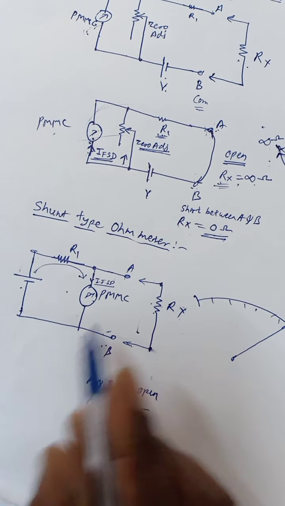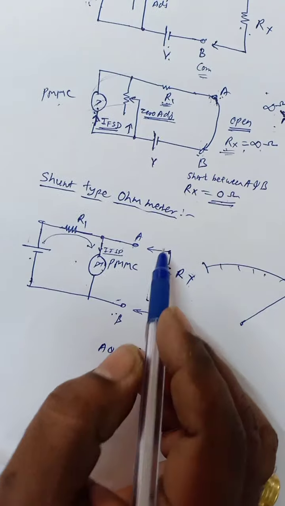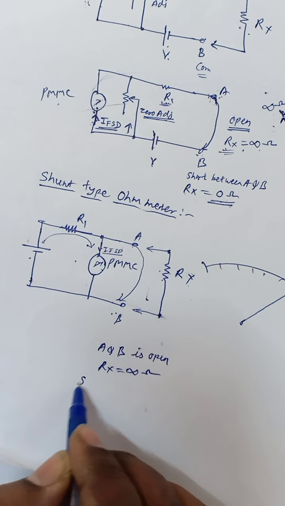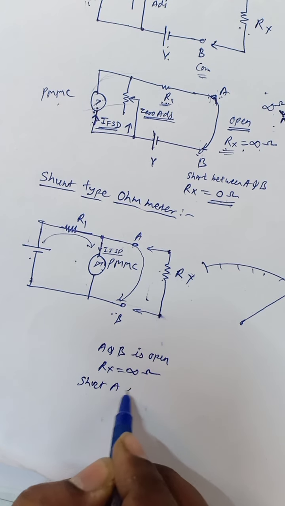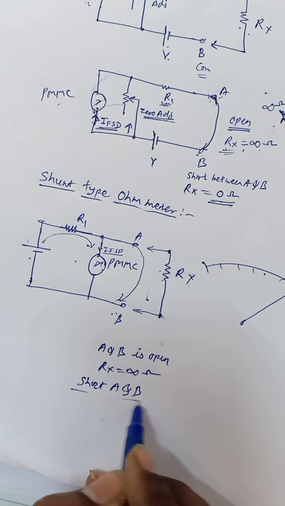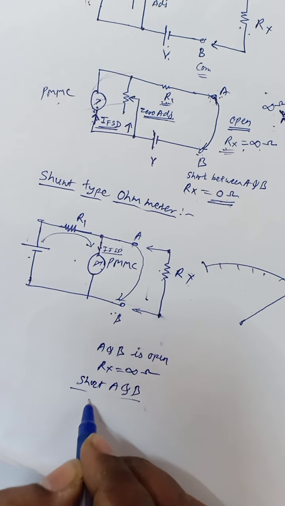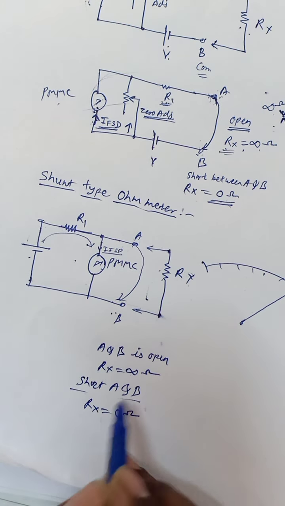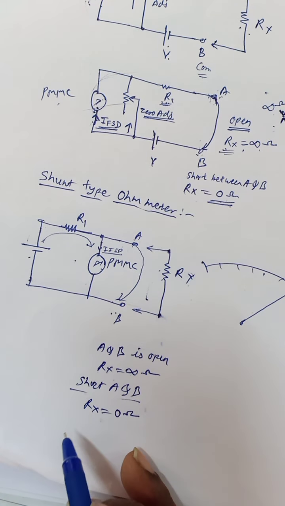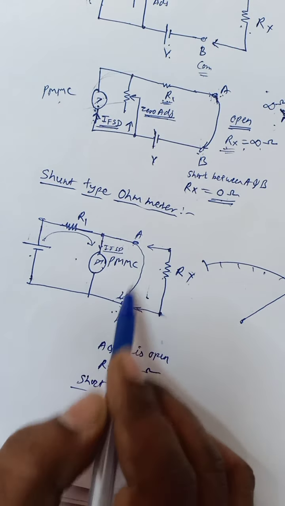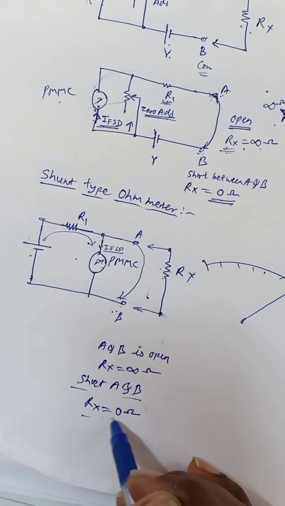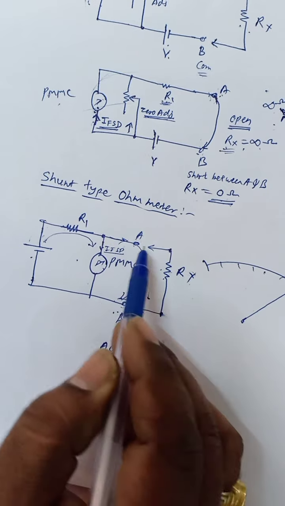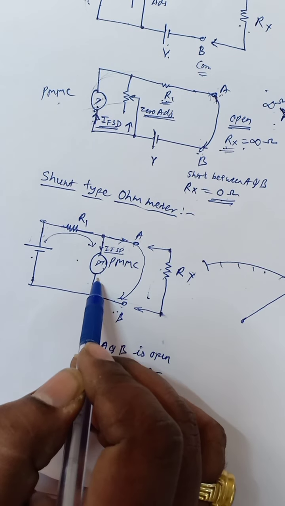Okay, now if we short A and B, then what will happen? If we short A and B, meaning A and B are connected to each other, that means Rx equals 0 ohm. Short means 0 ohm and open means infinite ohm. As these A and B terminals are connected to each other, Rx equals 0 ohm. The current flows through this A and B. There is no current flowing through the PMMC.